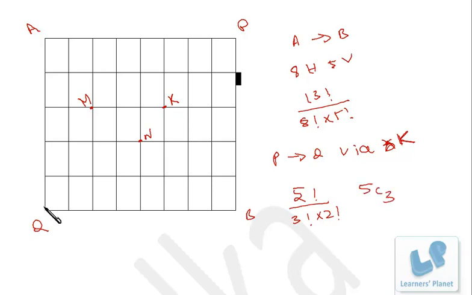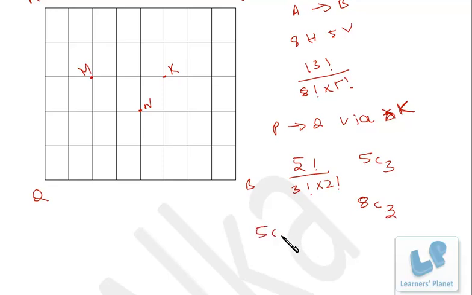Now from K to Q, how many ways will be there? 1, 2, 3, 3 vertical, 1, 2, 3, 4, 5, 5 horizontal, right? So in all 8 steps, out of them 3 vertical, or you can say 5 horizontal, whatever. See here 3 vertical, so 8C3 or 8C5, that is the same, right? So first of all P to K, that's 5C3, and then K to Q, that's 8C3, right? So this is the answer from P to Q via K. P to Q, but K has to be there. So this is the answer for that. Getting my point? And I'm sure you are finding it simple as well.